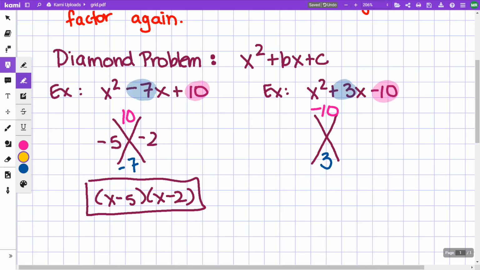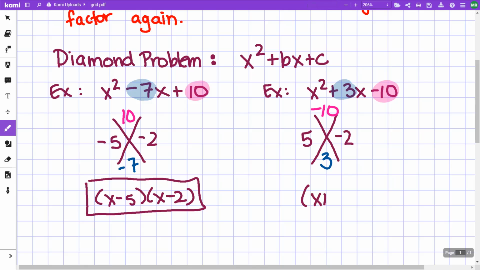So when I'm doing this, I'm asking myself, what multiplies to negative 10 and adds to a positive 3? That's going to be a positive 5 and a negative 2. The 5 has to be positive because the sum was positive, so the bigger number has to be positive. And our factors are going to be x plus 5 times x minus 2.